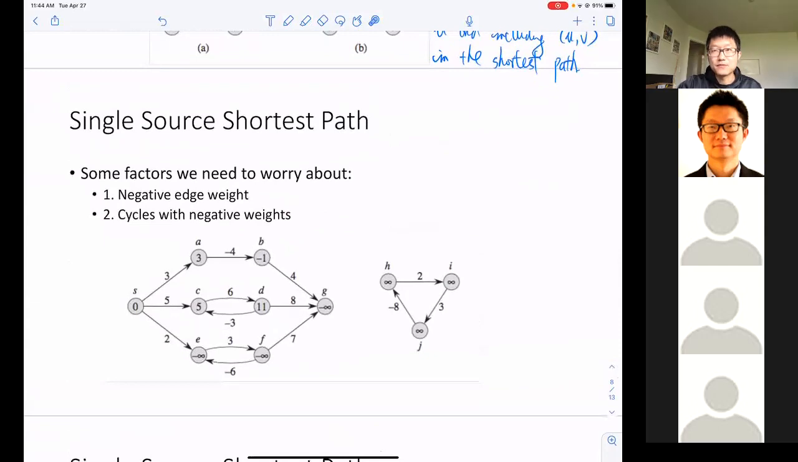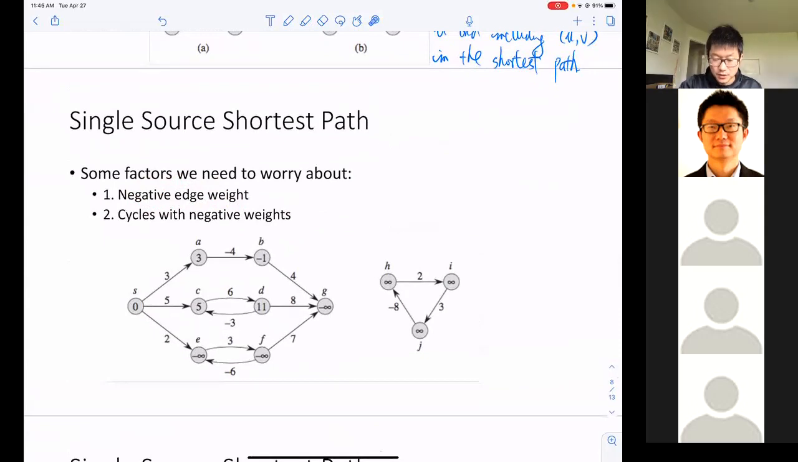Okay, so there are some factors that we need to consider when we are doing the single source shortest path search. So the first factor that we need to worry about is whether there is any edge that comes with a negative weight.